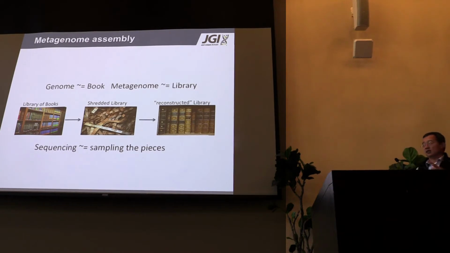Of course, there are two problems. First, there's noise during the shredding process. Some of the pieces, let's say, contain water stains, so we cannot recognize the strips very faithfully anymore. So these are the noise of the sequencing. And also, some of the books are more abundant, and some of the books are rare. They have only a few copies. So normally, we have to go very deep. We have to collect a lot of these short pieces to be able to see those rare copies of the book.